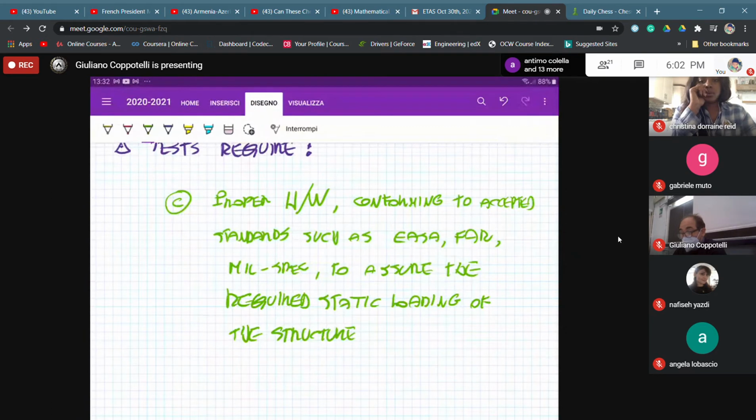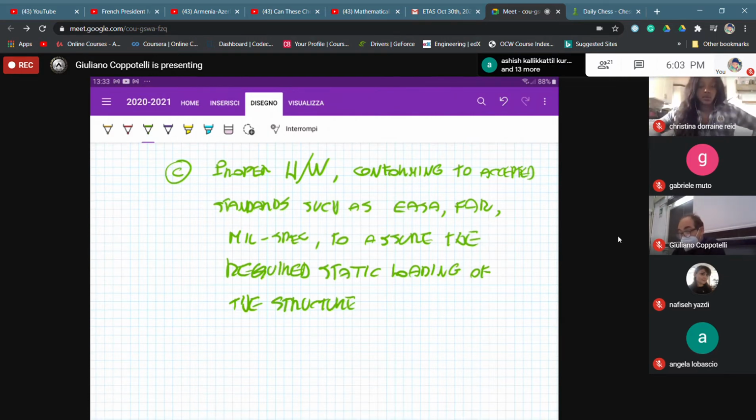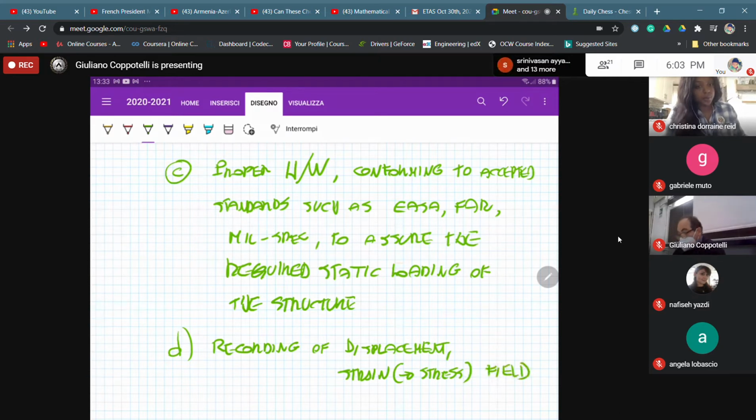Then the tests also require the other point of view, that is the recording of the output, that is the displacement, strain, and so on. So an additional requirement is the capability of recording displacements, strain, and you are now aware that by recording the strain, you also have the information about the stress field. Okay, so that is the effect of our loading, of our excitation of the structure from the static point of view. And therefore, we have to compare such a result with the one that we got from the numerical analysis.